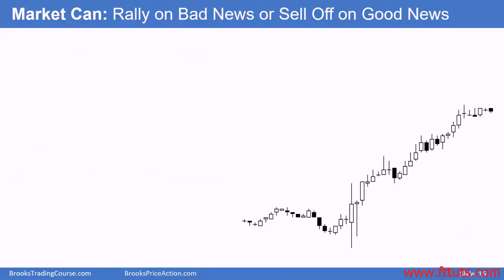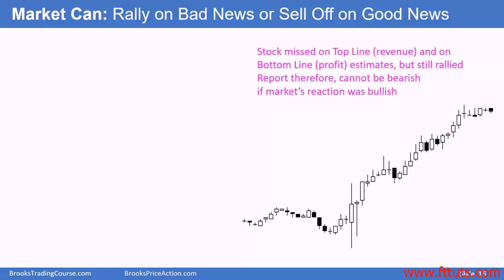Let's say a stock missed on the top line on an earnings report, so the revenue is less than what they expected. And let's say they also missed on the bottom line. Their total profit is less, but the market still rallied. Is the report bearish if the market is going up? No, to me, if the market is going up, despite the news appearing to be bearish, the stock bringing in less money and making less profit on the money that they're bringing in, to me, that's a bullish report.